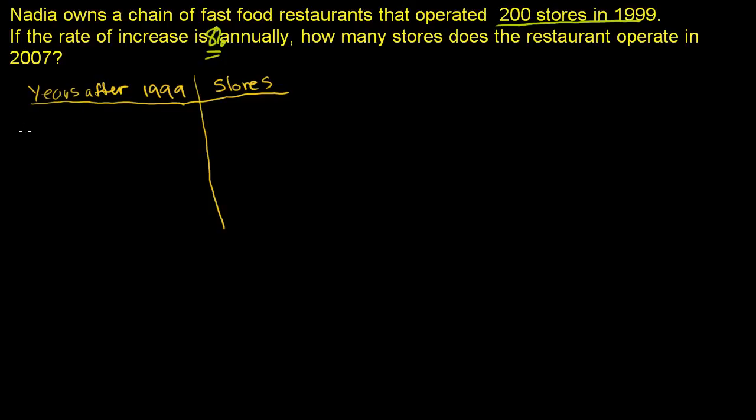So 1999 itself is 0 years after 1999, and she is operating 200 stores. Then in 2000, which is 1 year after 1999, how many is she going to be operating? Well, she grows at the rate of 8% annually. So she'll be operating all the stores that she had before, plus 8% of the stores she had before. So 1.08 times the number of stores she had before. And you're going to see the common ratio here is 1.08. If you're growing by 8%, that's equivalent to multiplying by 1.08.